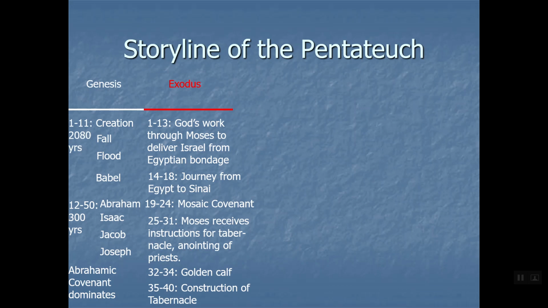The last part of Exodus describes the construction of the tabernacle. Now, this is going to be a key structure for the rest of the Old Testament. It is subsequently replaced by the temple, but the tabernacle is God's special dwelling place among the people. It contains the Ark of the Covenant, and the glory of the Lord rests upon that Ark.